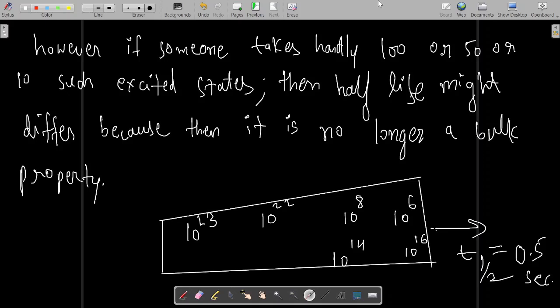So as we will require the concept of half-life in that case, just a second guys, just a second.